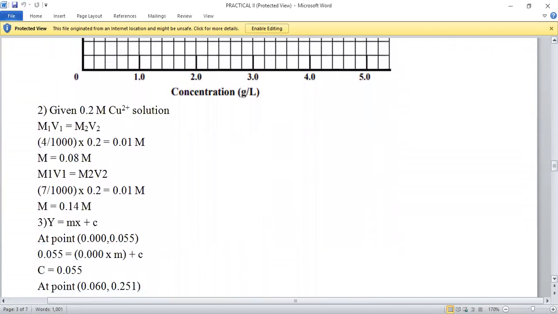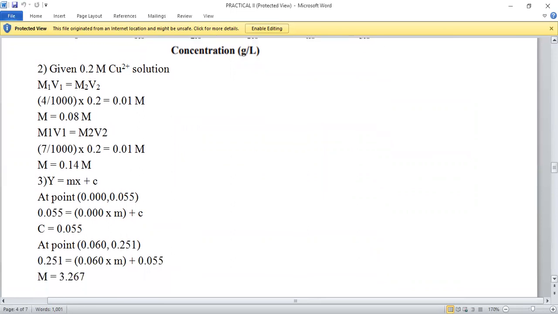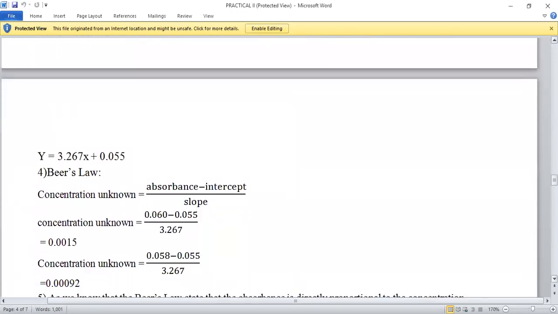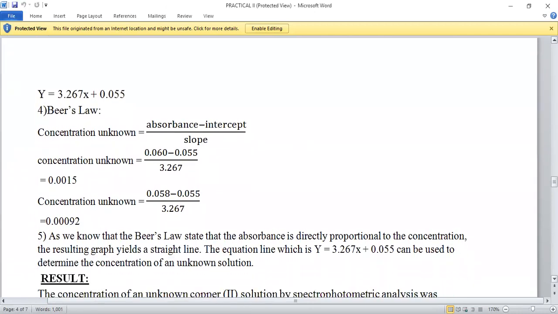Given 0.2 molar copper 2 solution, M1V1 is equal to M2V2. M is equal to 0.08 molar and M is equal to 0.14 molar. Y is equal to mx plus c. Concentration at this point is 0.055 and the slope is 3.267. Y is equal to 3.267x plus 0.055. Now, according to Beer's law, we will find the unknown concentration. After putting in the values, the unknown concentration is 0.00092.